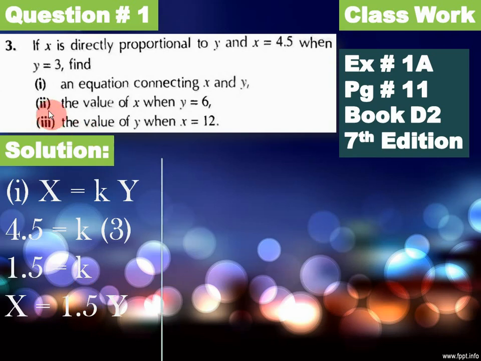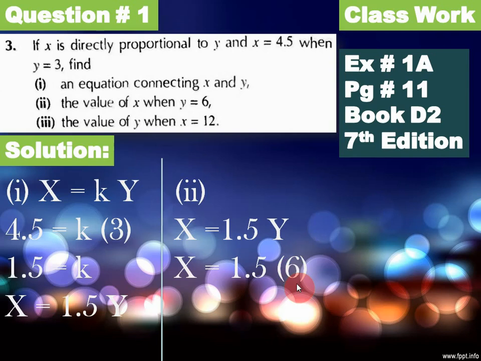Now moving on, the second part is find the value of x when y equals 6. So we first have to write the equation which we calculated in the first part. This is x equals 1.5y. Now we are going to substitute the value of y, which is 6. x equals 1.5 times 6, it becomes 9. So the value of x is equal to 9.